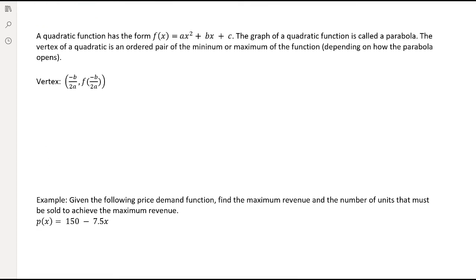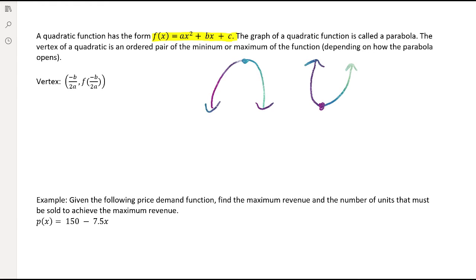A quadratic function has the form ax squared plus bx plus c. That is what we call the standard form of a quadratic function. The graph of a quadratic function is called a parabola. That's that U shape, if you're used to that. And the vertex of a quadratic is an ordered pair, and it's either going to be a min or a max. Whether it's a min or a max depends on whether that parabola, that U shape, is opening upwards or downwards. For example, if the parabola opens in this fashion, an upside down parabola, we're going to have a maximum, and that max is going to be the vertex. Or the parabola could open upwards. In this case, we're going to have a minimum, and that's also the vertex.